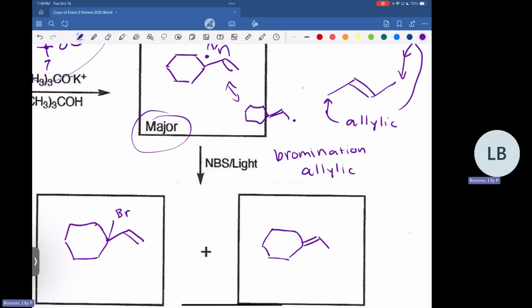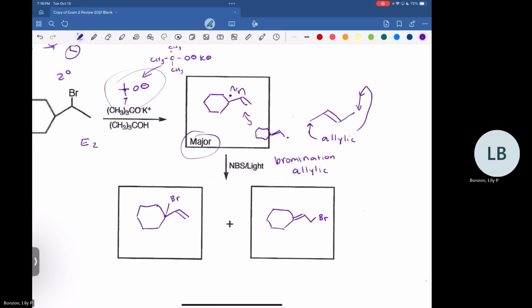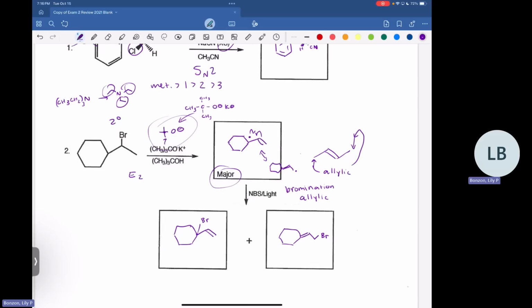We're going to have this alkene in the radical. And so then we could add the bromine at the new position. So then we just have it like that. Okay. Any questions on this one?